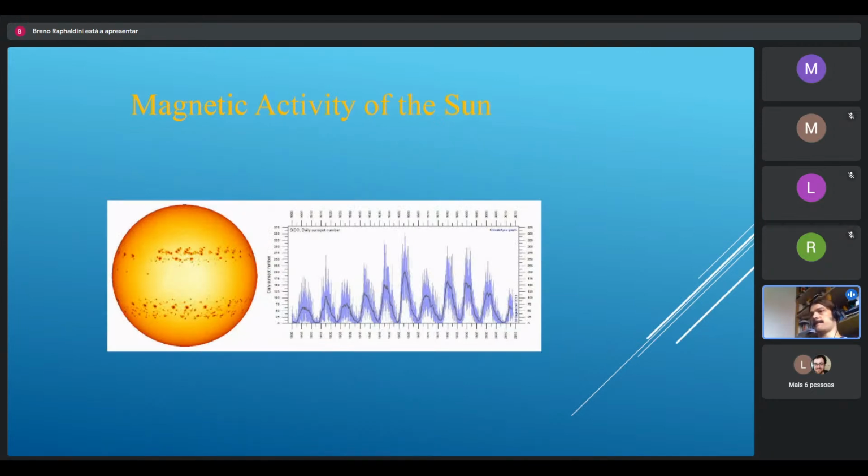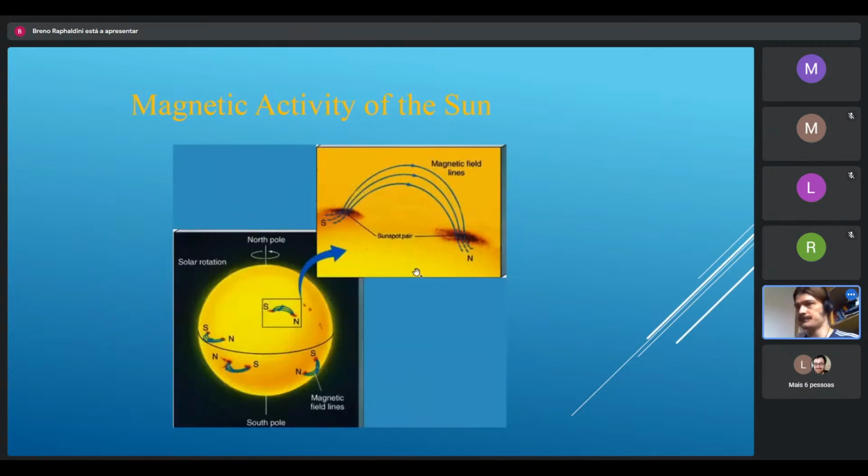The magnetic activity of the sun is characterized by an 11-year cycle that can be observed, for instance, in the number of sunspots at a given time. Here you see a time series of the number of sunspots in the sun. You see that it follows more or less a periodic pattern, peaking every 11 years, more or less.